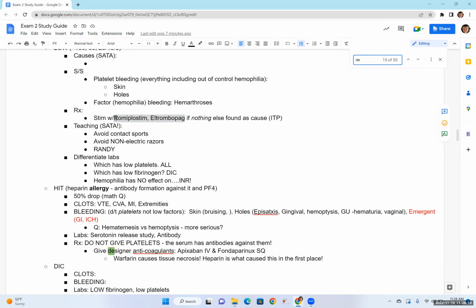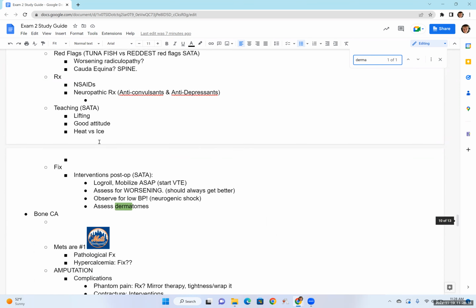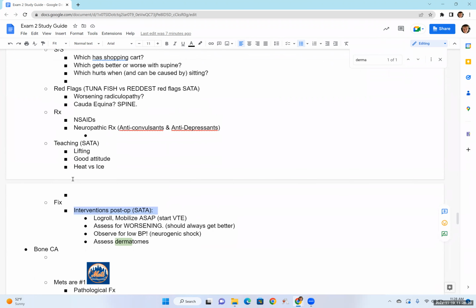Dermatome. Okay, so post-op, for someone that has lower back pain, we're going to do the log roll. You learned that in first semester. So as a unit, you're going to move them all at once. Are you going to be bending the legs and turning?